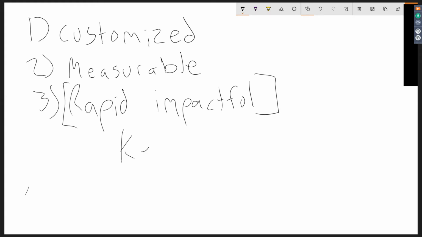So when I say rapidly impactful, what I'm really saying is that we want to identify key skills for the role that person plays, and this is why training needs to be customized. We want to identify the key skills and get those key skills learned to a level of functionality as quickly as possible. All right? So those are the three things that make up a good training and development plan.